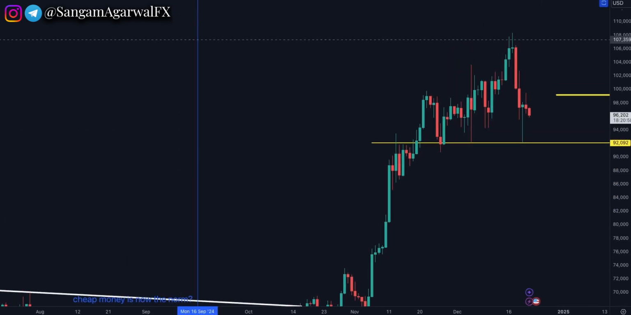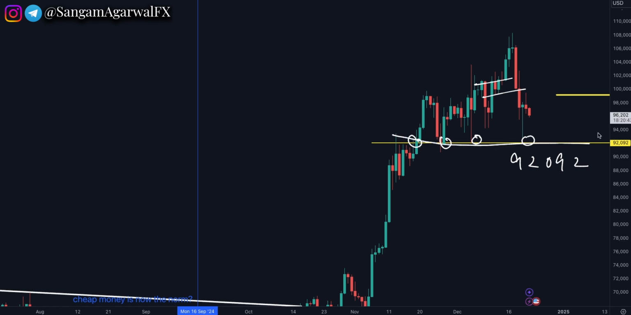But still for day trader and position trader, because Bitcoin is not ready for scalping, this level is static horizontal support, 92,092. This is a big static horizontal support level. As long as price trades above this area, you are safe. Once this level breaks out, retest, new lower low, retest and new lower low.